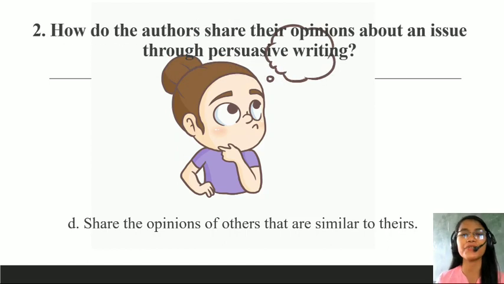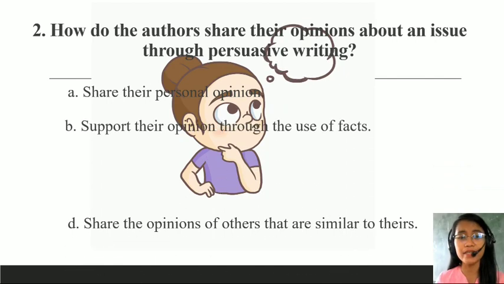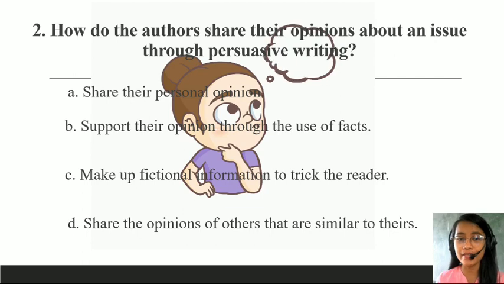How do authors share their opinions about an issue through persuasive writing? A. Share their personal opinion. B. Support their opinion through the use of facts. Or C. Make up fiction information to trick the reader. And lastly, D. Share the opinions of others that are similar to theirs. A, B, C, or D?